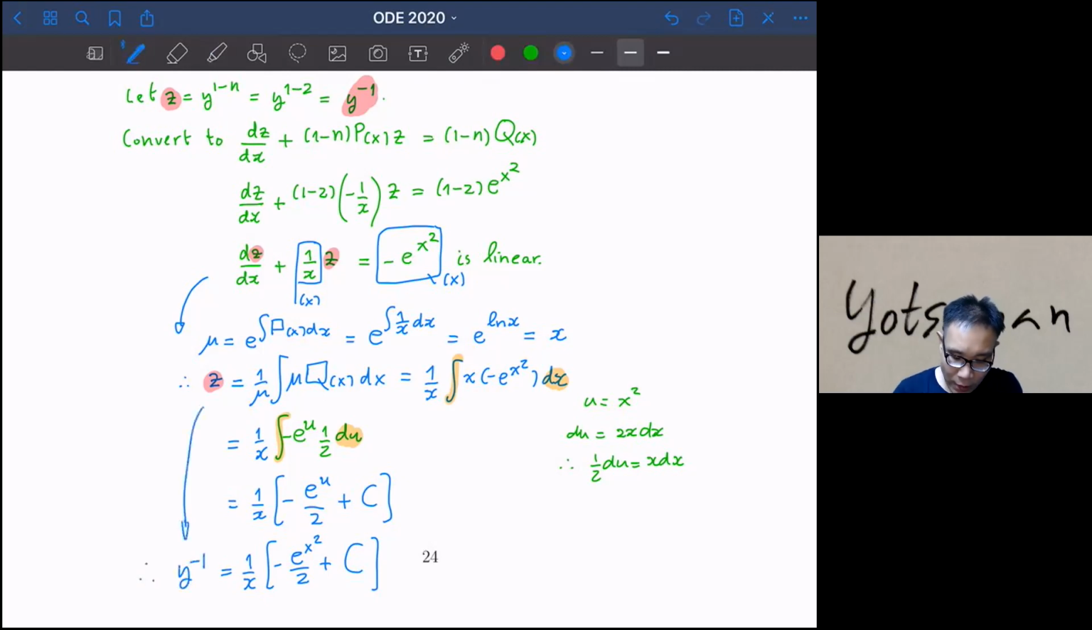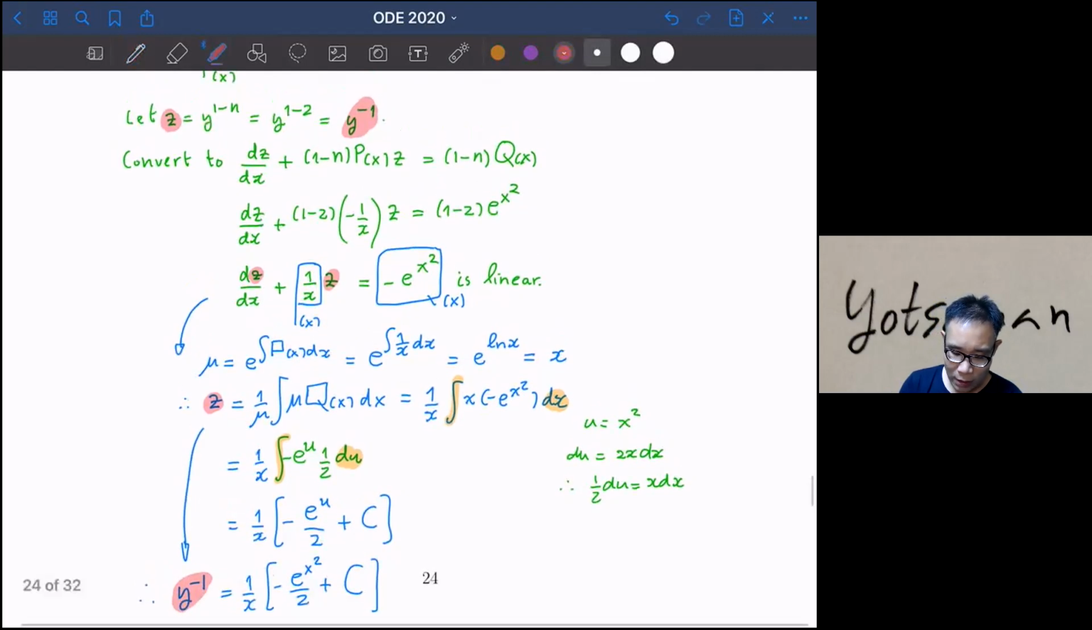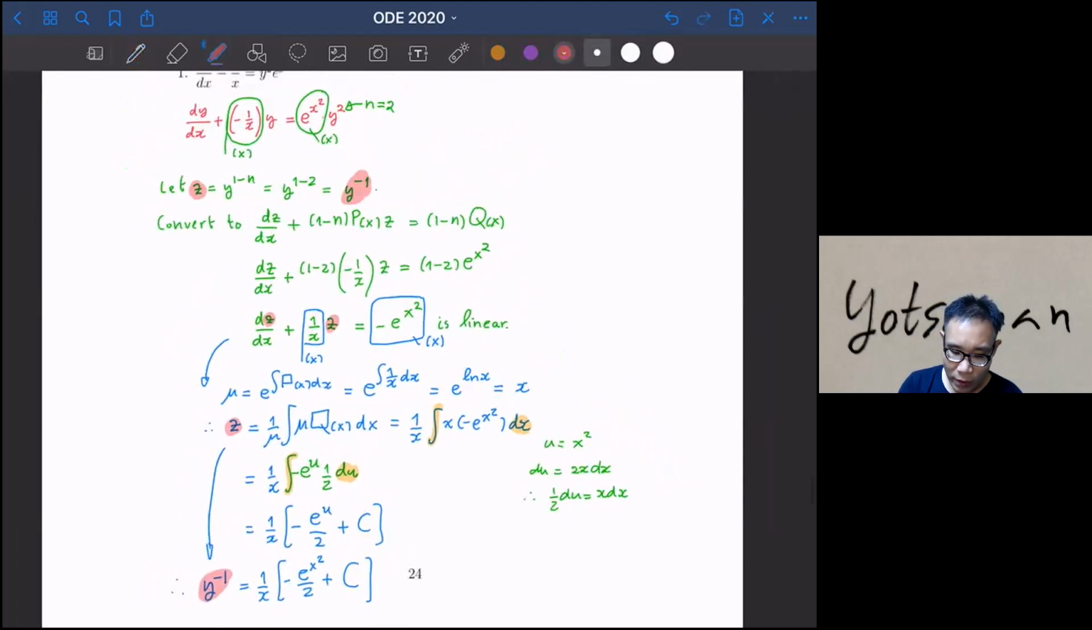Okay, so this one you have to change into y to have the corresponding variable that you are looking for. So you have y to the negative 1 equal to this one, and this will give you the general solution that you are looking for. Okay, so this one is going to be the thing called Bernoulli equation.